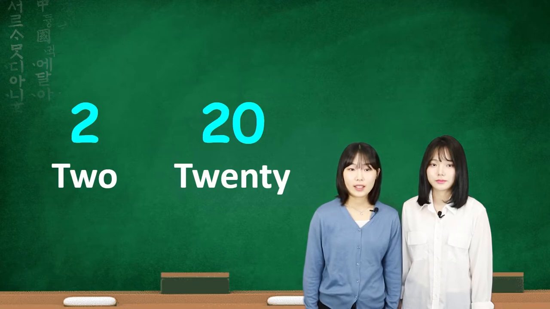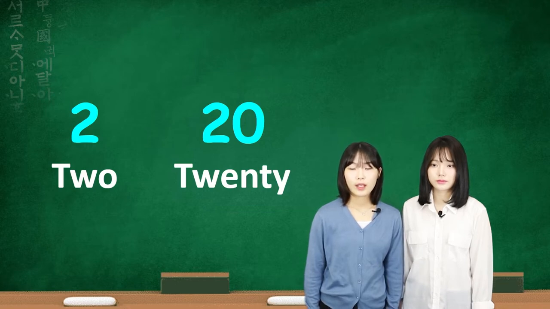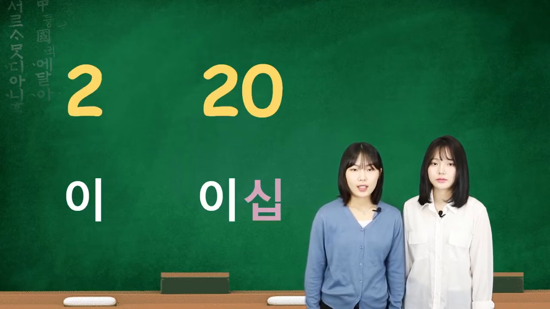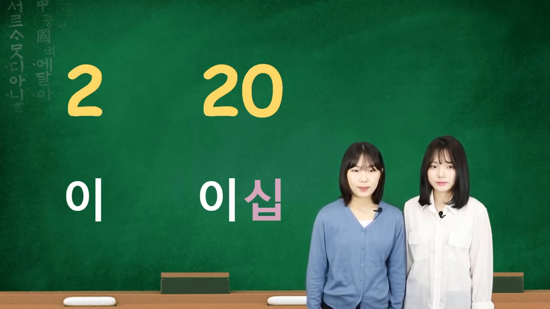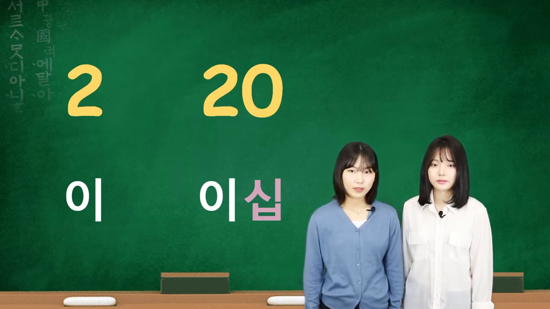In English, if 2 combines with a 10th digit, it becomes 20. Likewise, in Korean, if 2 combines with a 10th digit, it's combined 20. Then let's run one by one.